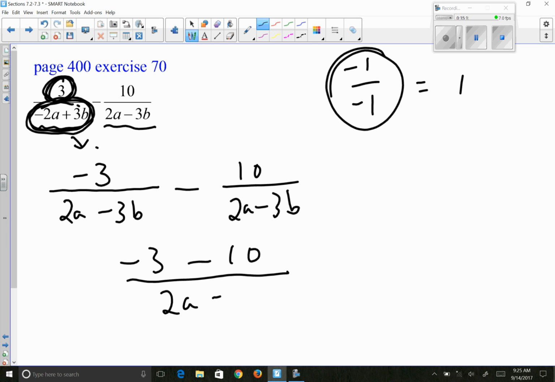These have to be the same denominator. And negative 3 and negative 10 is negative 13. The final answer is negative 13 over 2a minus 3b.